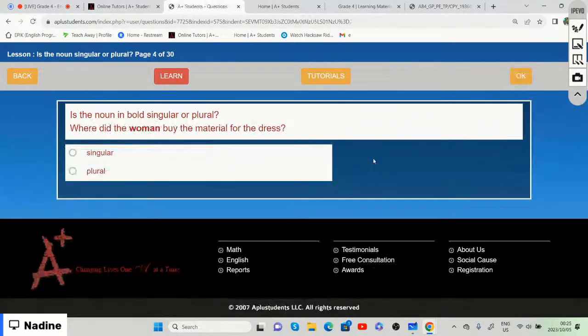Where did the woman buy the material for the dress? Woman. Is woman singular or is woman plural? Woman. So where did the woman buy the material for the dress?